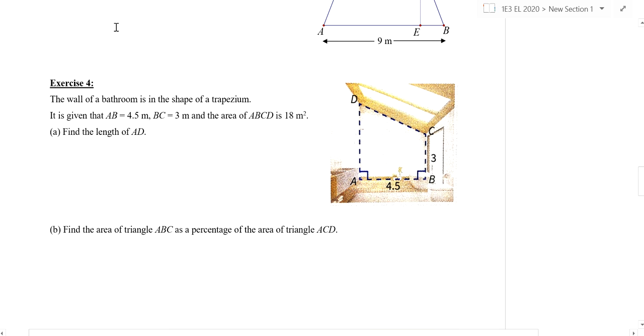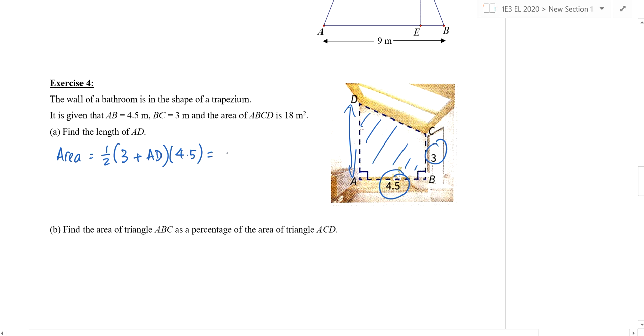And we will now do exercise number 4. Here we have a trapezium in a wall of a bathroom. AB is given to be 4.5 meters, BC is 3 meters, and they gave us the area. So our job is now to find the length of AD, which is the other parallel side. So we're going to use the formula. Area is half times the sum of the parallel sides, 4.5. No, that is the height. So that will be 3 plus the other parallel side, which is AD, multiplied by the perpendicular height of 4.5. This has to give us 18.